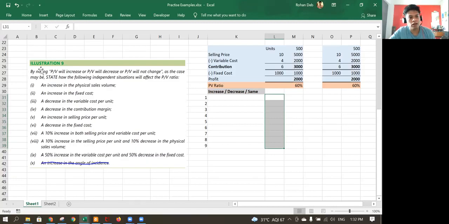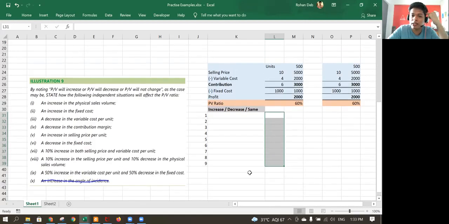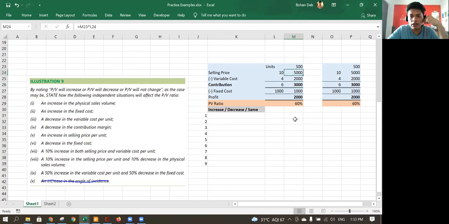Okay, now illustration number 9. Illustration number 9 says, what will be the impact on the PV ratio if these things are changed? Now again, just to recap, what is PV ratio? PV ratio is contribution divided by selling price. Okay, so it's my profit volume ratio.